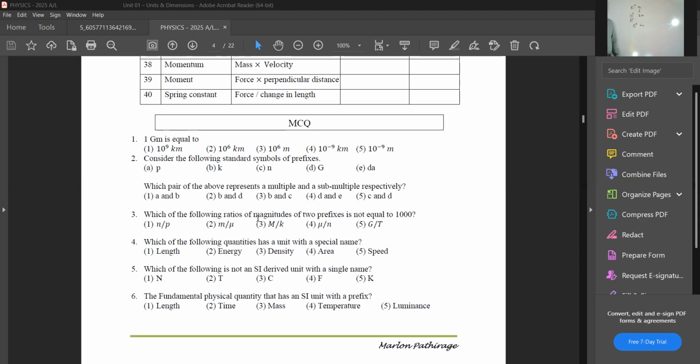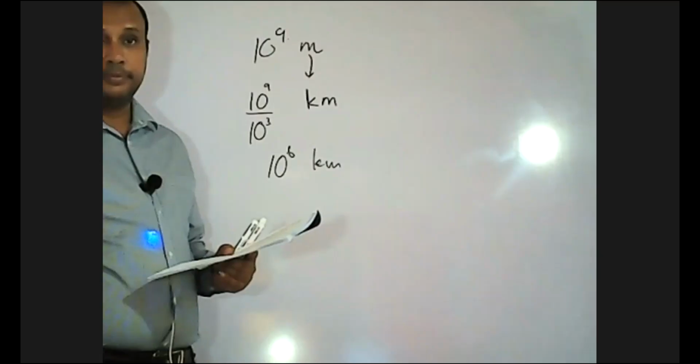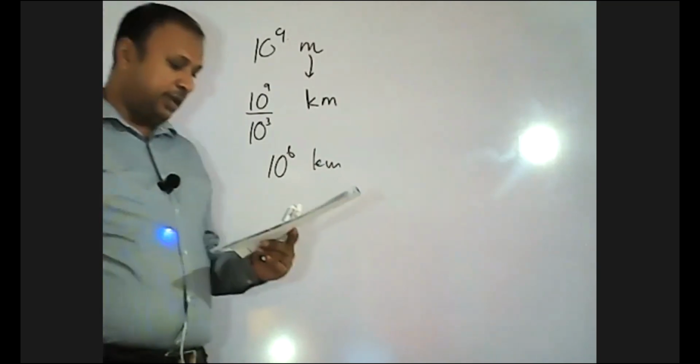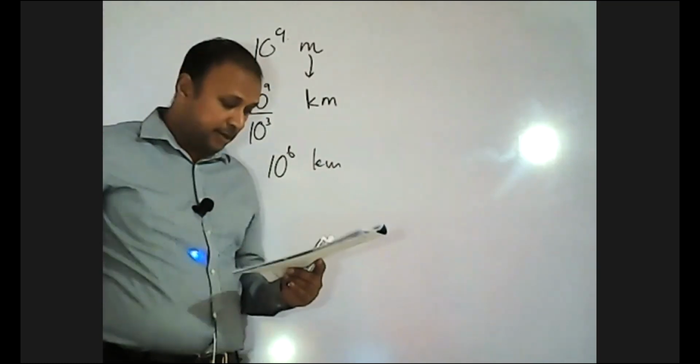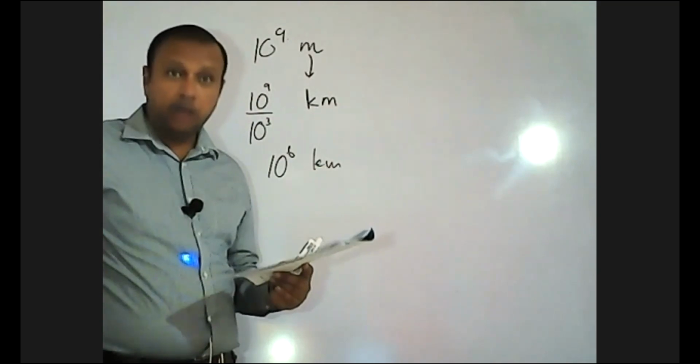Question number 2. Consider the following standard symbols for prefixes. Which pair of the above represent a multiple and a submultiple respectively? Multiple and submultiple. Can you give me the answer? Your choice. So what is a multiple? The third one. Very good. Answer is the third one. Kilo is a multiple.